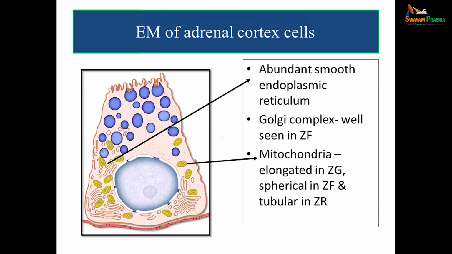Coming to the electron microscope features of adrenal cortex cells, there is abundant smooth endoplasmic reticulum. Golgi complexes are well seen in zona fasciculata. The mitochondria are elongated in zona glomerulosa. They are spherical in zona fasciculata and tubular in zona reticularis.